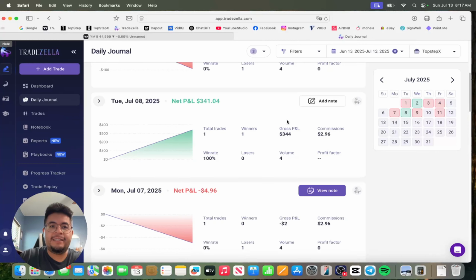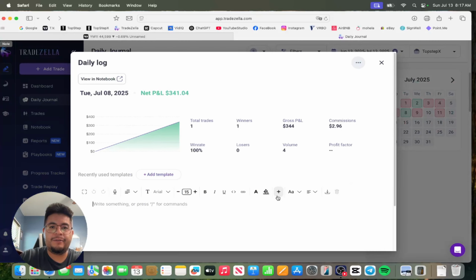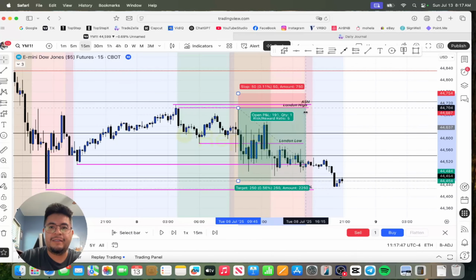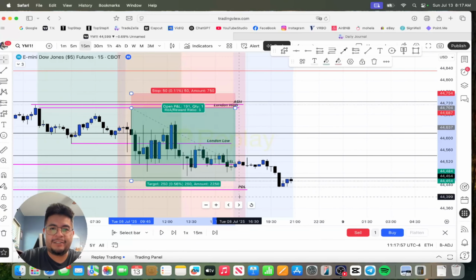So daily journal Tuesday, add note. I don't have anything there. So what I'm going to do is, I assumed the market closed at 1645. I think as soon as Asia starts, it closes the session out, and you can see there's an overlap. So right at 1600, that's 1:30, 2 o'clock, like 1 o'clock Arizona time, 4 o'clock New York time, the trades close out.